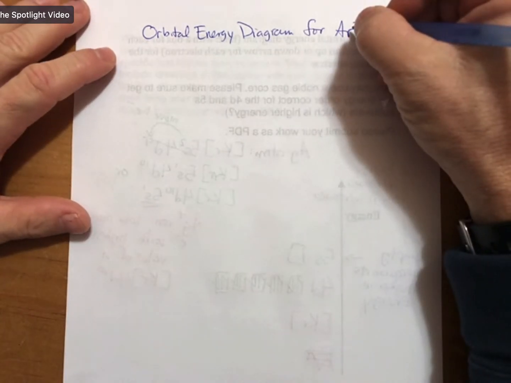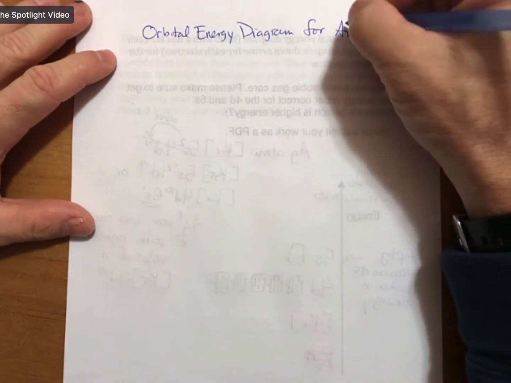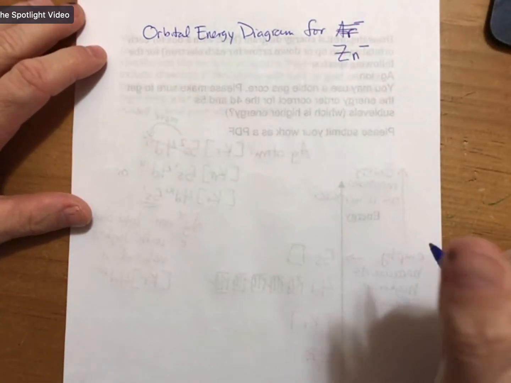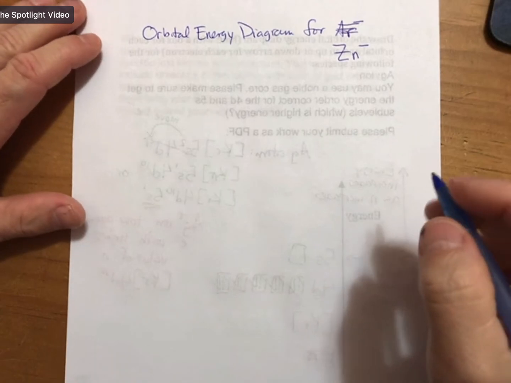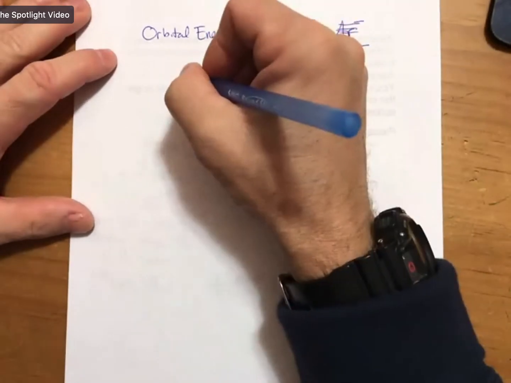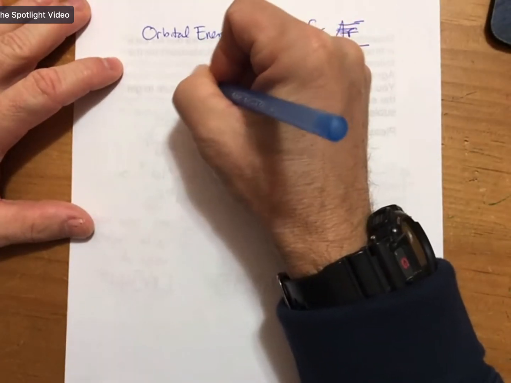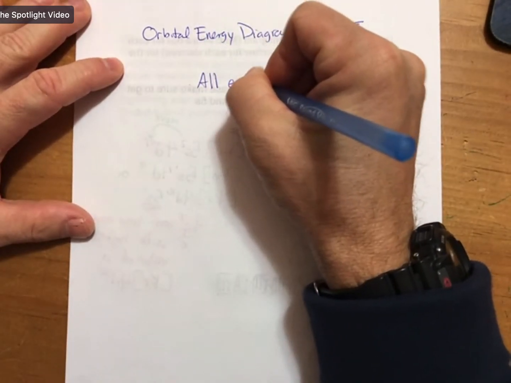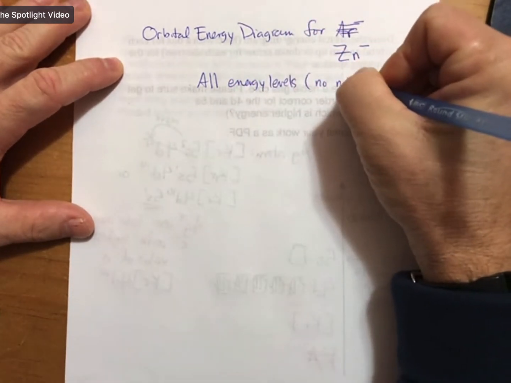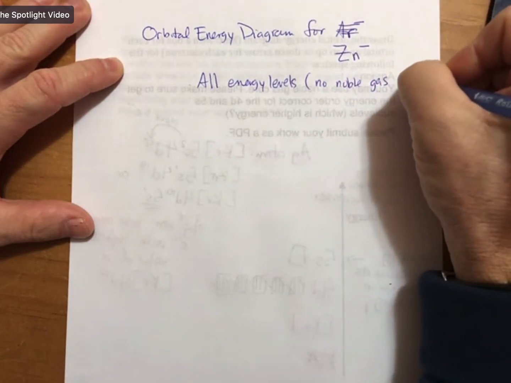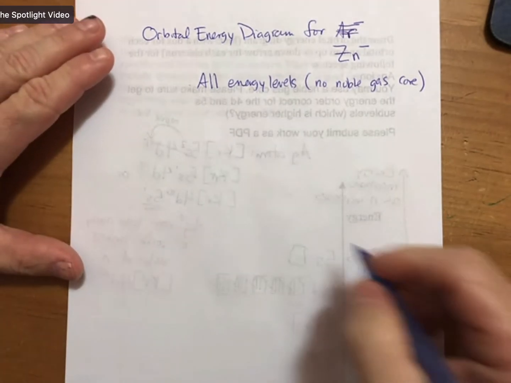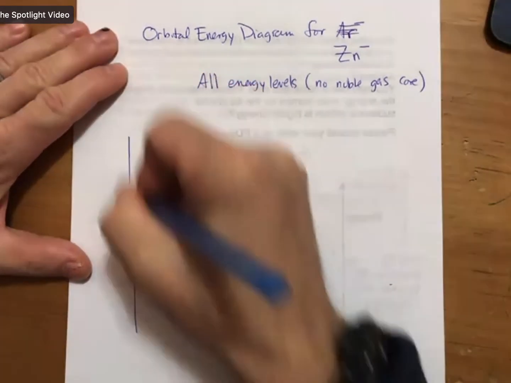Let's change that to zinc minus. It's got a nice big one here. And just for fun, we'll do all energy levels, so no noble gas core. That way we'll really be able to see how the N values go. So here's my big energy arrow.